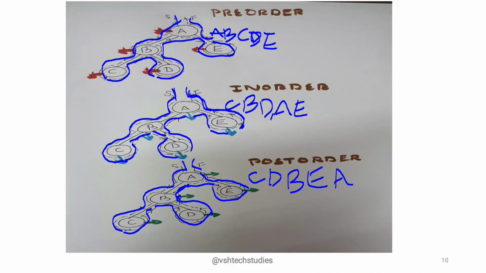This is how for the given tree pre-order sequence, in-order sequence and post-order sequence can be found.